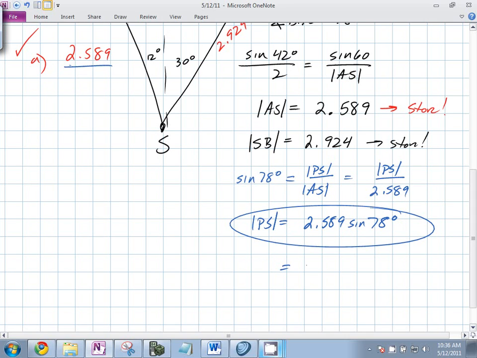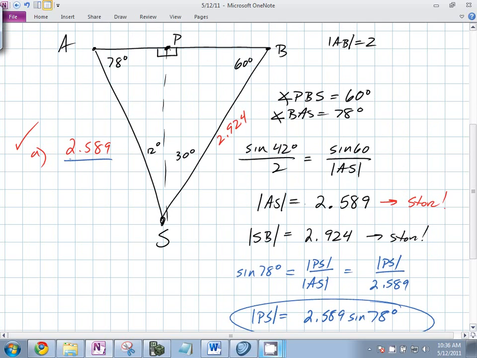Bruckner, what? 2.532. How many people got 2.532? A few of you? Okay, that's good. 2.531. Yeah, again, the rounding can matter if you don't use the store command. If you round in your initial answers, guys, every time on one of these multiple choice questions where you find distances like this, what should you use? You should absolutely use the store command.